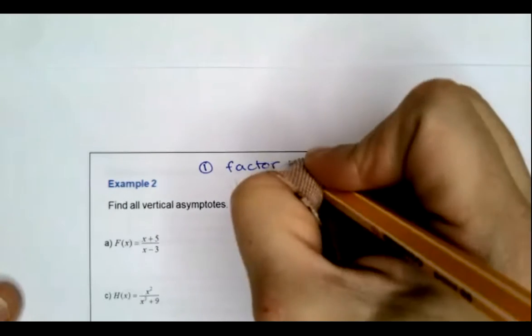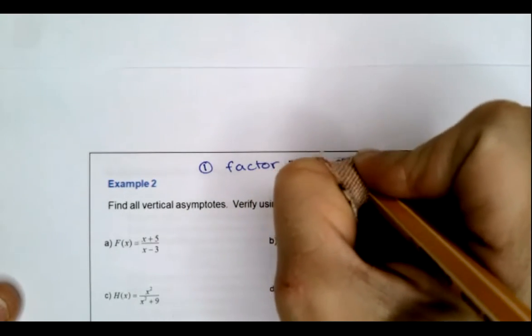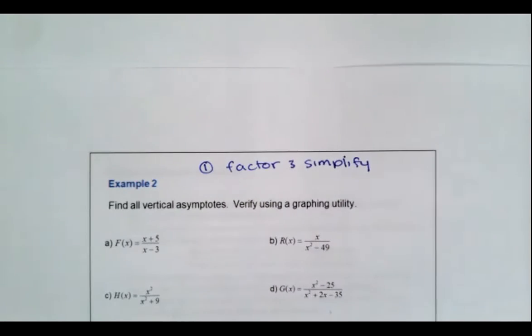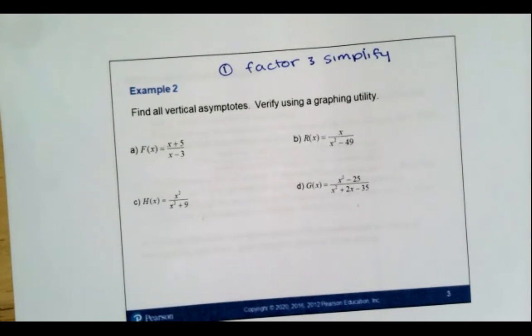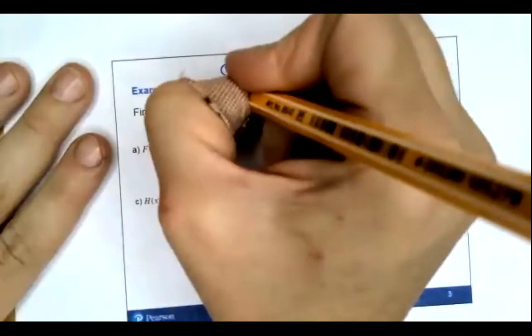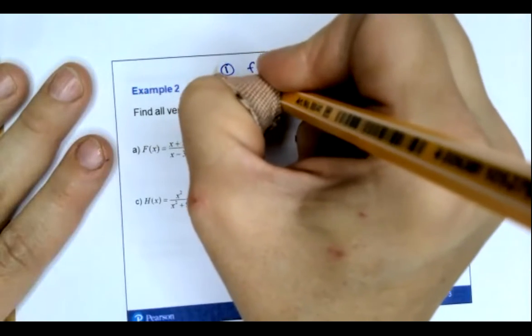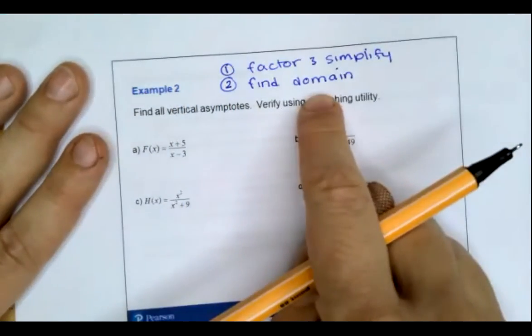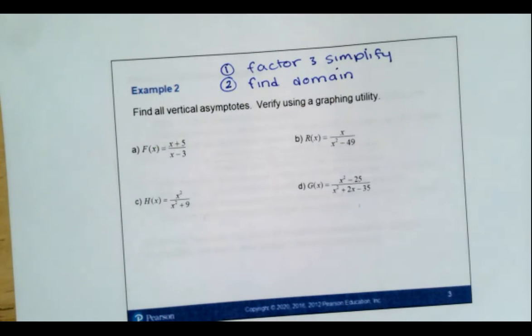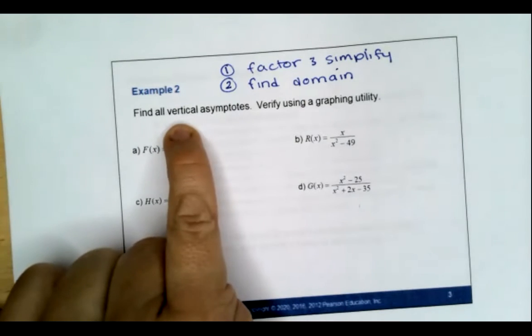Factor, you could say, and simplify if you want. Eliminate common factors. Good. All right, let's look at letter A. Letter A is f of x equals x plus 5 divided by x minus 3. We have factored it. After you factor it, you want to find the domain. And anything that is excluded from the domain, I apologize, anything that is excluded from the domain will be your vertical asymptote.